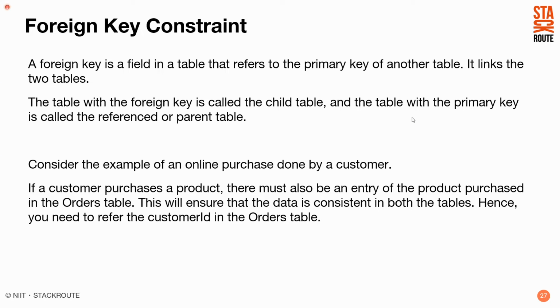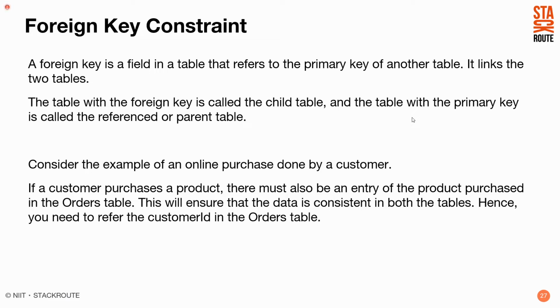Table with foreign key is called as child table. Table with primary key is called as reference table or parent table. So consider the example of online purchase done by the customer. Listen carefully. If a customer purchased the product, there must be an entry of product purchased in orders table. So there should be order table. This ensures data is consistent in both the tables.